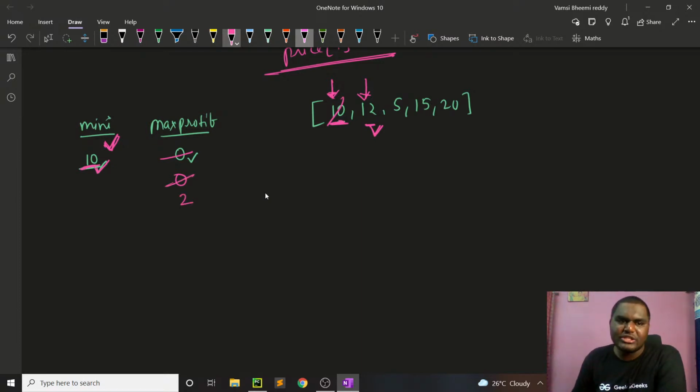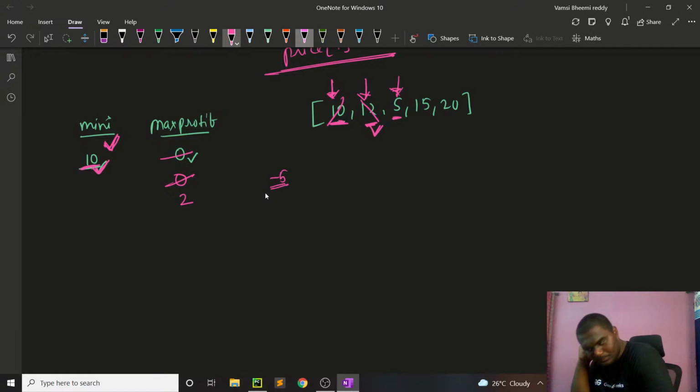Now I will check whether mini is greater than the current day. No, mini is smaller than 12, so I will simply go to the next day. Now I will buy at 10 and I will sell at 5. What is the profit that I am going to make? It will be minus 5. Among 2 and minus 5, 2 is the maximum, so I won't make any change here.